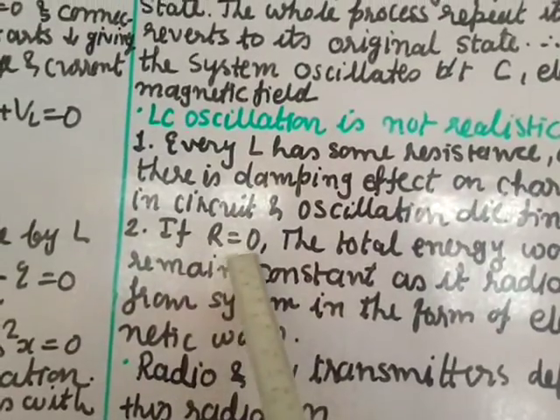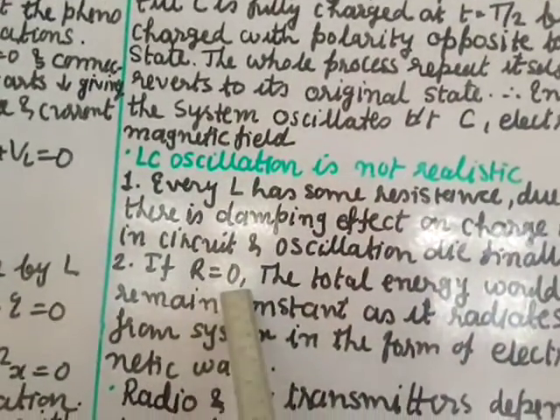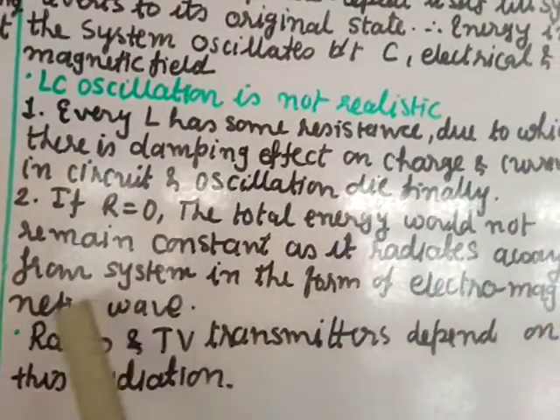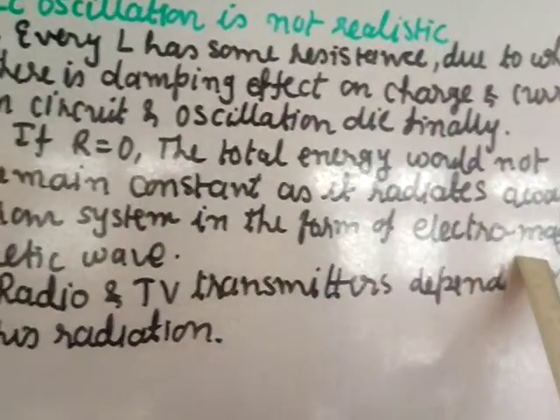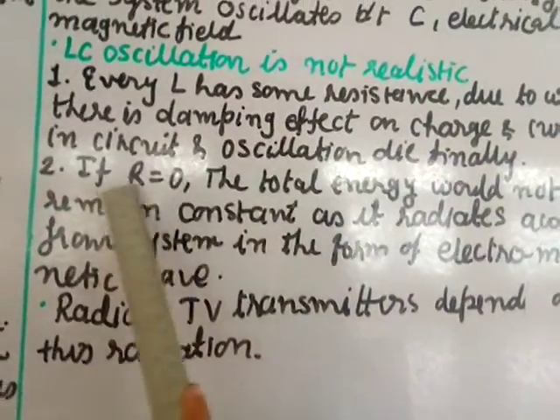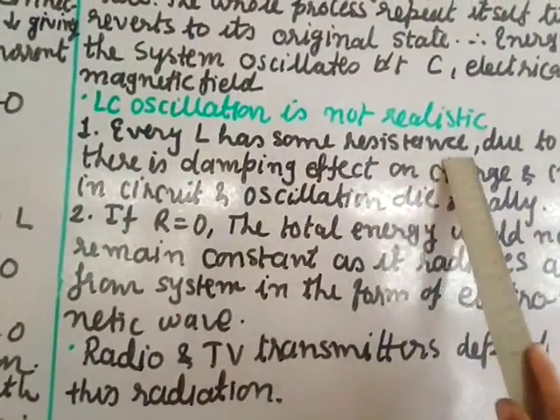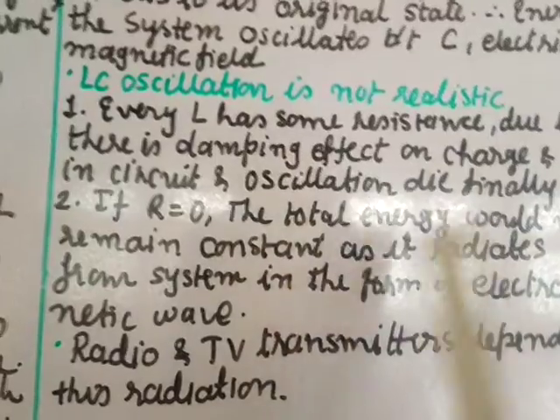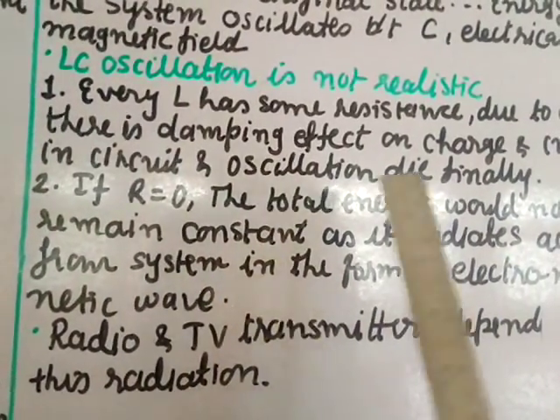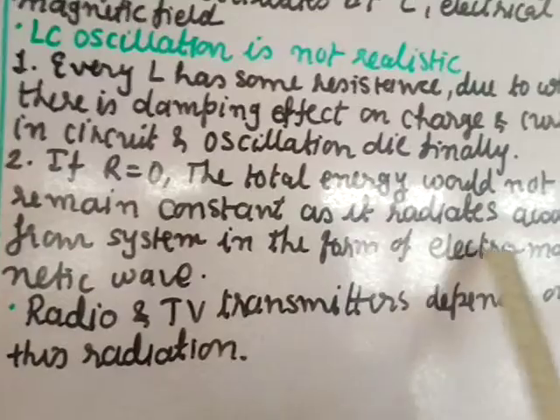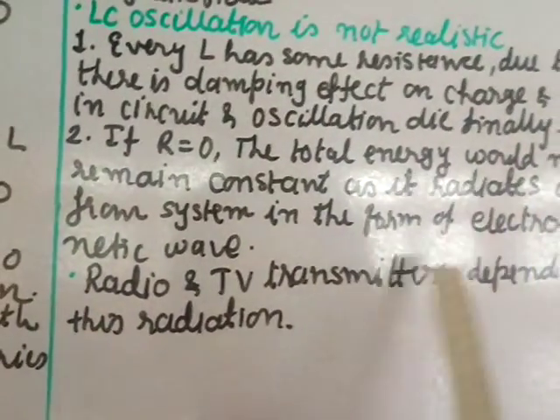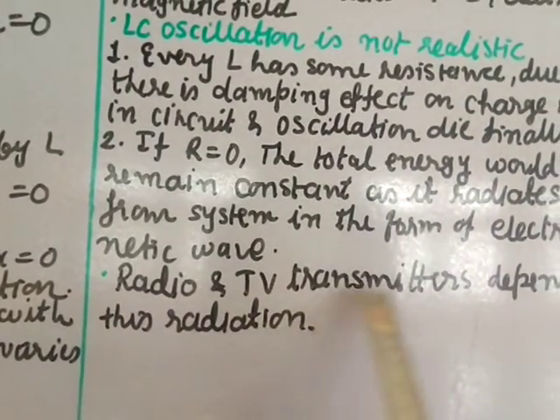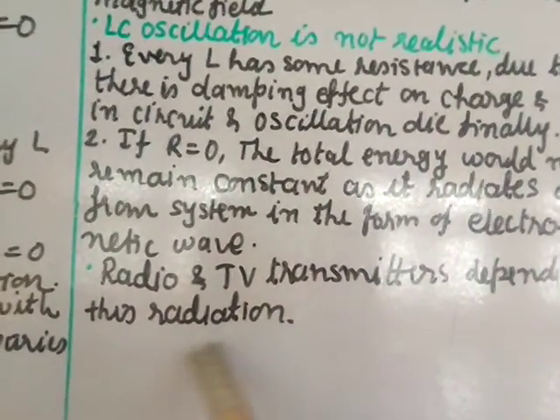Second, if the resistance is 0, if we consider R equal to 0, the total energy would still not remain constant, because it radiates away from the system in the form of electromagnetic waves. And this electromagnetic radiation is useful in radio and TV transmitters. So this depends on this radiation, that is EM waves.